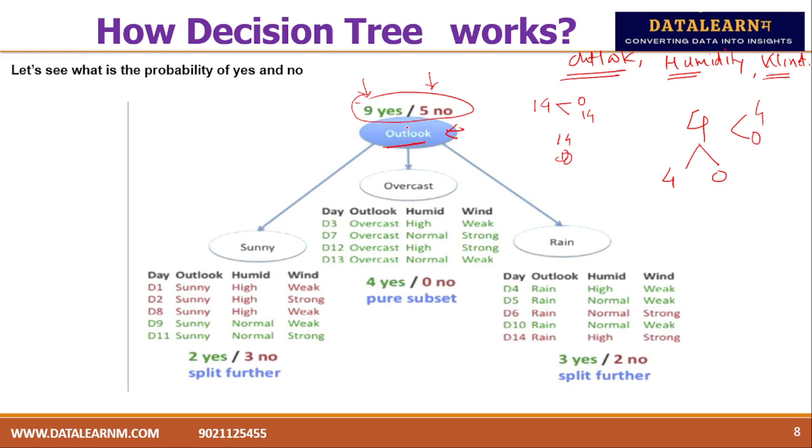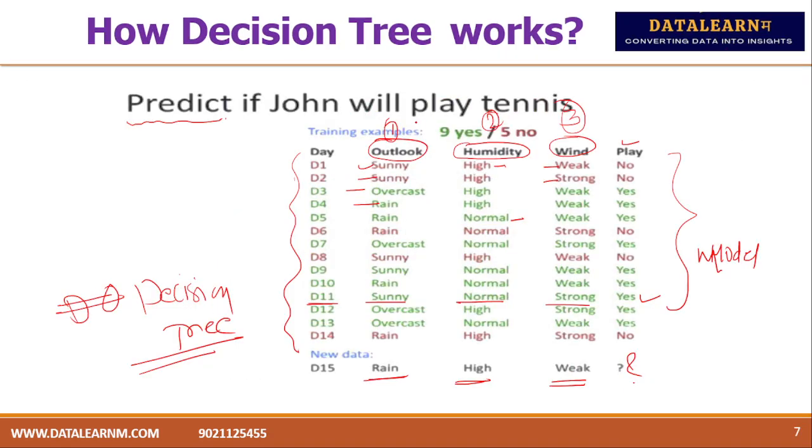How many categories are in outlook? Sunny, overcast, and rain. So just check. Whenever outlook is sunny, what is the scenario in the data set? Counting 1, 2, 3, 4, 5, 5 records are there having outlook as sunny. Let's summarize this.